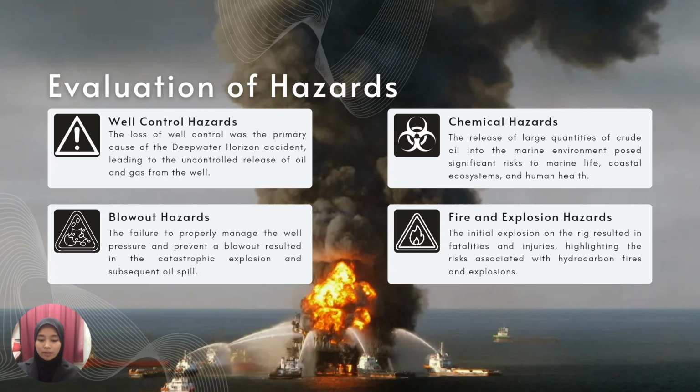Secondly, blowout hazards. The failure to properly manage the well pressure and prevent a blowout resulted in a catastrophic explosion and subsequent oil spill. Next is chemical hazards. The release of large quantities of crude oil into the marine environment posed significant risk to the marine life, coastal ecosystem, and human health. Last but not least, fire and explosion hazards. The initial explosion on the rig resulted in fatalities and injuries, highlighting the risks associated with hydrocarbon fires and explosion.